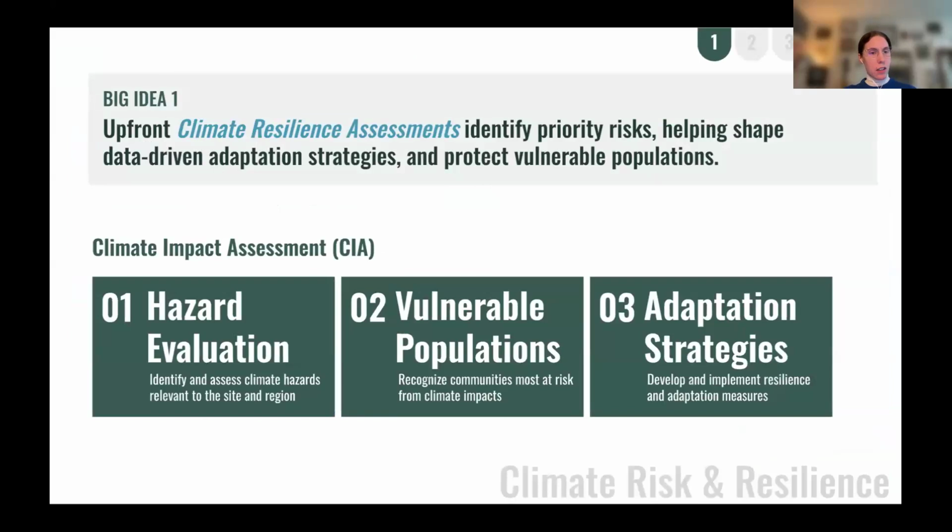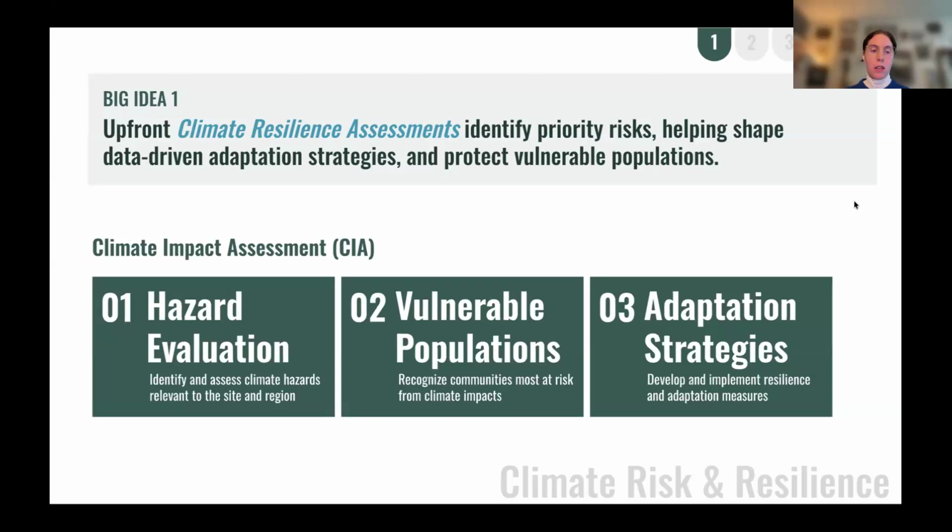Okay, so big idea number 1 is that upfront climate resilience assessments are now required in version 5. This process of first and foremost assessing the hazards that are particular to your site is a new requirement. So it really is a major change. And the idea here is that by understanding the risks that are particular to your site, you can help to shape more data-driven strategies towards adaptation.